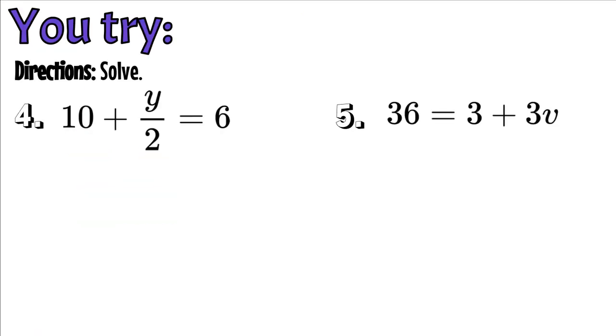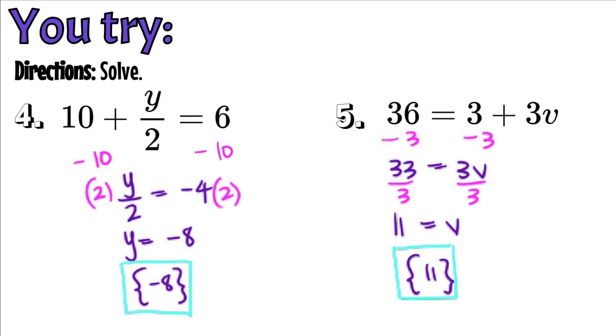All right, now it's your turn to try. So try examples 4 and 5 on your own. So pause the video and try those examples on your own. All right, hopefully you paused the video and solved these on your own and got for number 4, negative 8, and number 5, v equals 11.